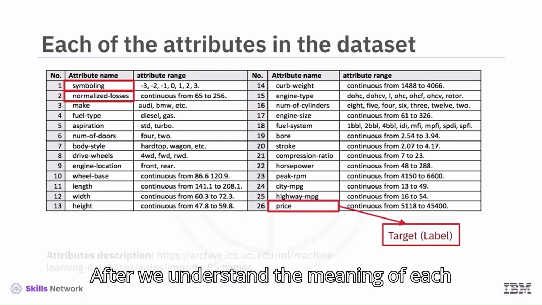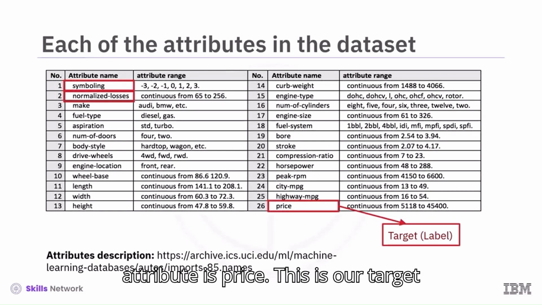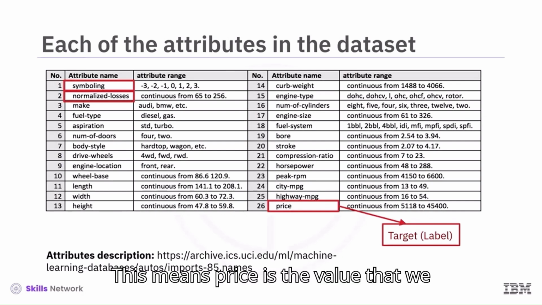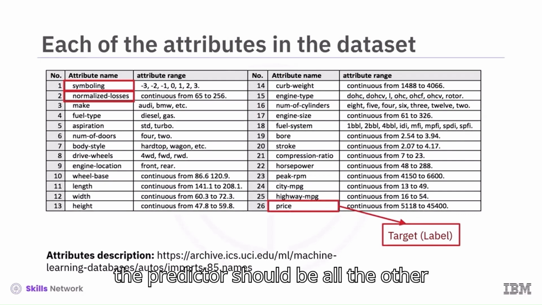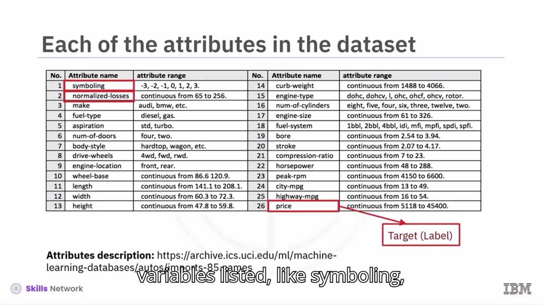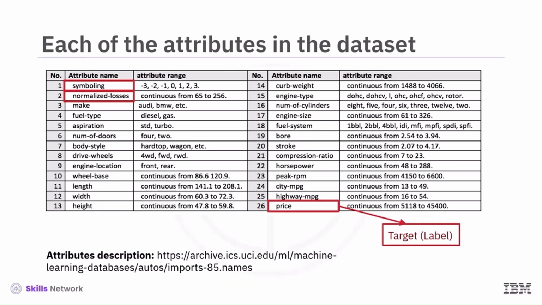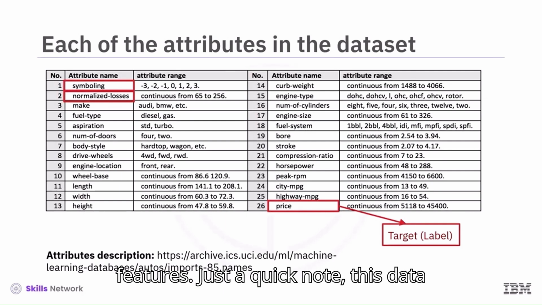Okay, after we understand the meaning of each feature, we'll notice that the 26th attribute is price. This is our target value or label, in other words. This means price is the value that we want to predict from the dataset, and the predictors should be all the other variables listed, like symboling, normalized losses, make, and so on. Thus, the goal of this project is to predict price in terms of other car features.